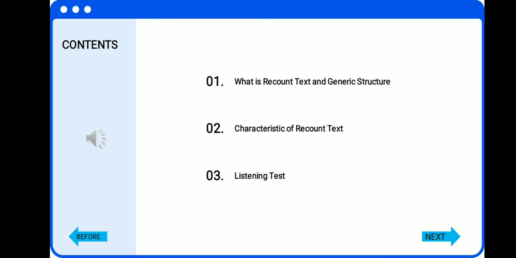Okay, in this part we will discuss what is recount text and the generic structure, and then we will discuss the characteristics of the recount text, and also at the end of our learning we have a listening test. Okay, next.